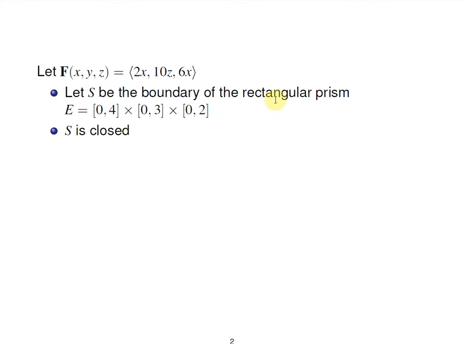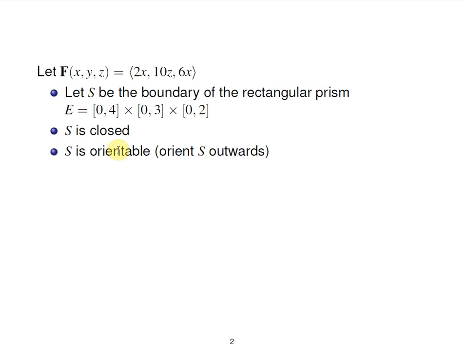If we take a rectangular prism, we're talking about the 6 sides of a rectangular prism, 6 different rectangles in 3-dimensional space, and those 6 rectangles combined will be called S. And so S is closed because it encapsulates a 3-dimensional region that we called E here. And in addition, S is orientable. There's really 2 different sides.